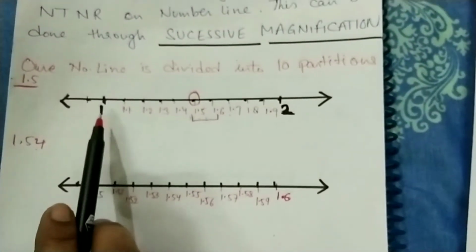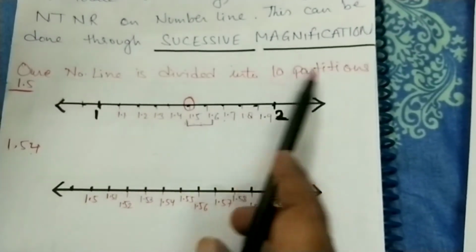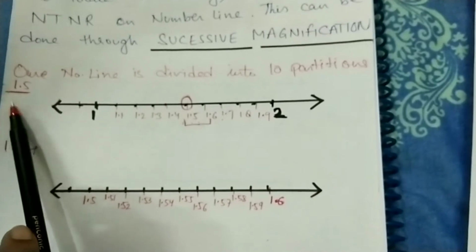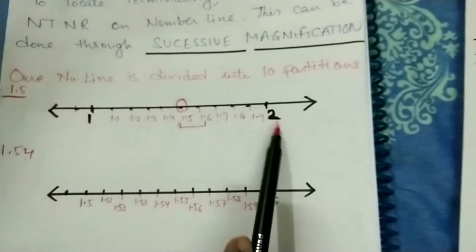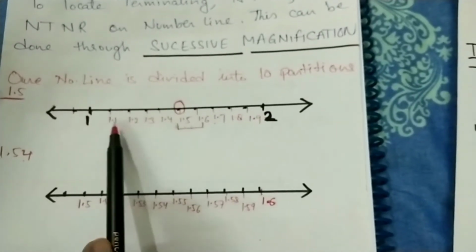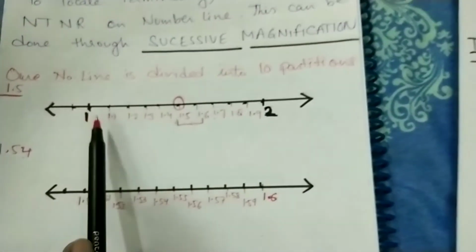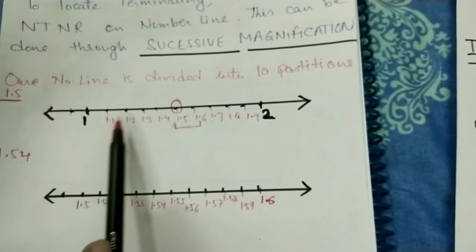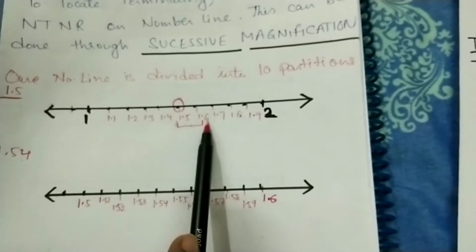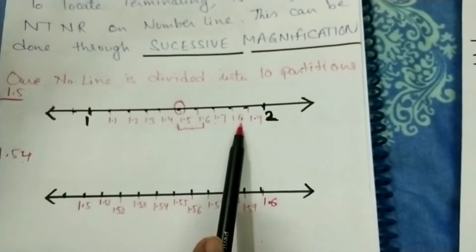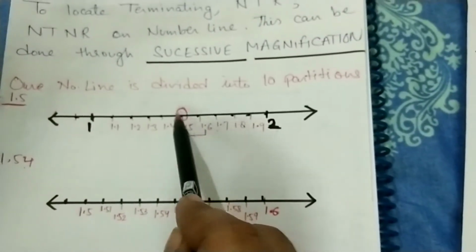As you know, a number line is divided into 10 partitions. Suppose you want to locate 1.5 on a number line, then it should come in between 1 and 2. We have to divide 1 and 2 into how many parts? 10 parts. Then the foremost would be 1.1, then 1.2, 1.3, 1.4, 1.5, 1.6, 1.7, 1.8, 1.9 and then 2.